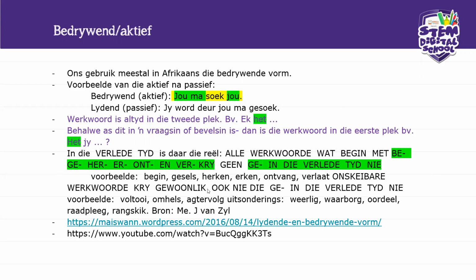Werkwoorde kry gewoonlik ook nie 'n ge in die verlede tyd nie. Voorbeelde. So sometimes the verbs also don't get a ge, like voltooi, omhels, agtervolg, weerlig, waarborg, oordeel, raadpleeg, rangskik. So that's something literally that you're gonna have to study and understand to do it. Two very good YouTube videos again there for you guys to go and have a look at. So please take a picture of this and then we'll go on.